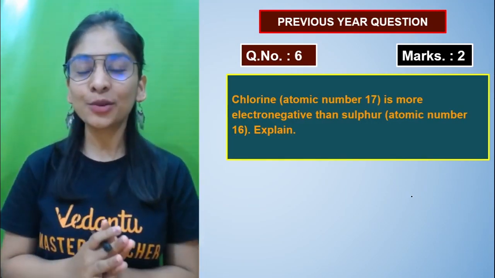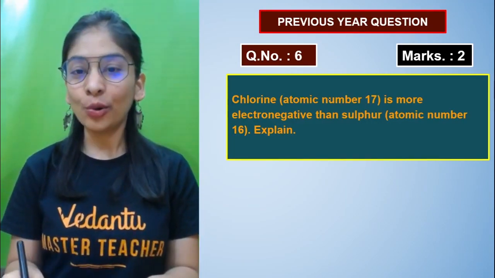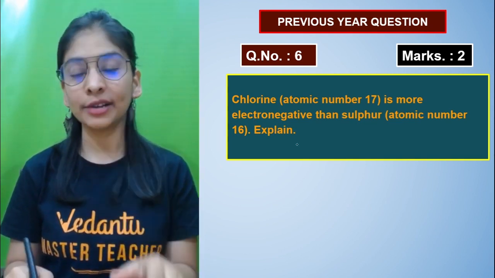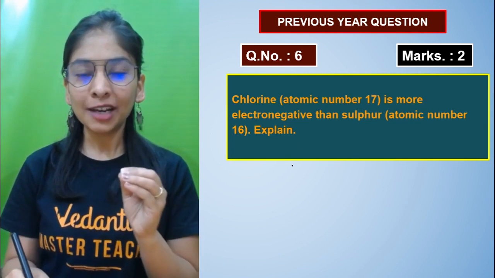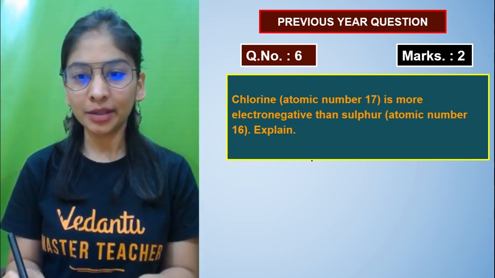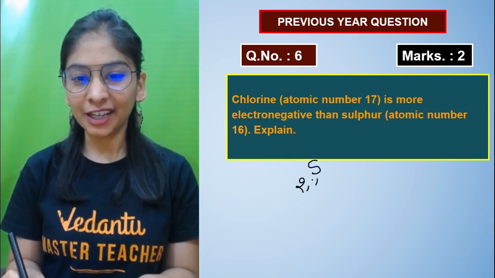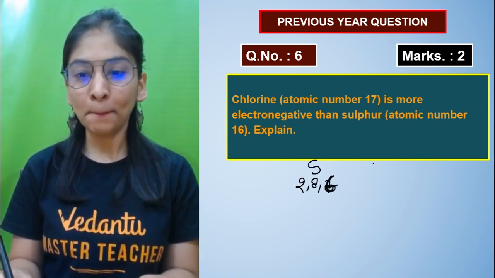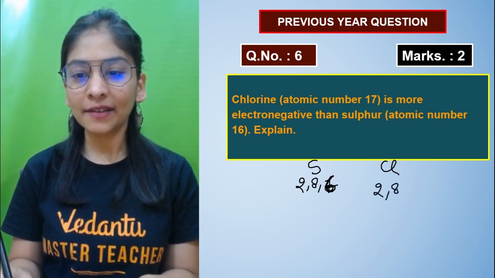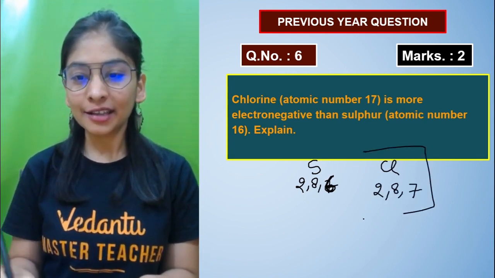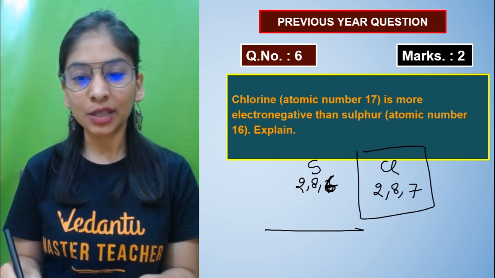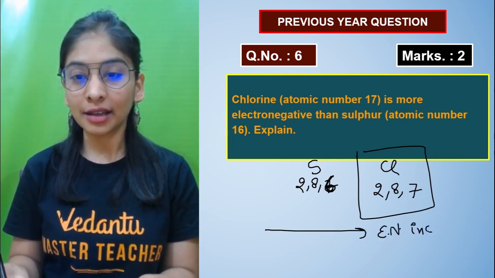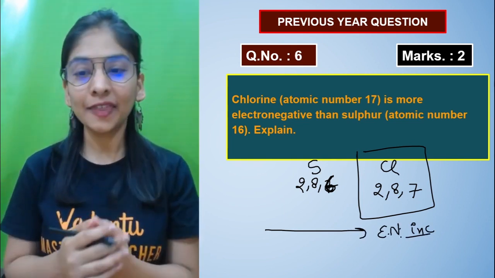Now, let's move to the next question, students. The question is: chlorine, whose atomic number is 17, is more electronegative than sulfur. Can we explain that with the help of arranging them in our periodic table? This is sulfur with the configuration 2,8,6, because its atomic number is 16. Then chlorine is 2,8,7. Now, this is more electronegative, which is obvious because when we move in a period, electronegativity increases. But what exactly is the reason behind the same?